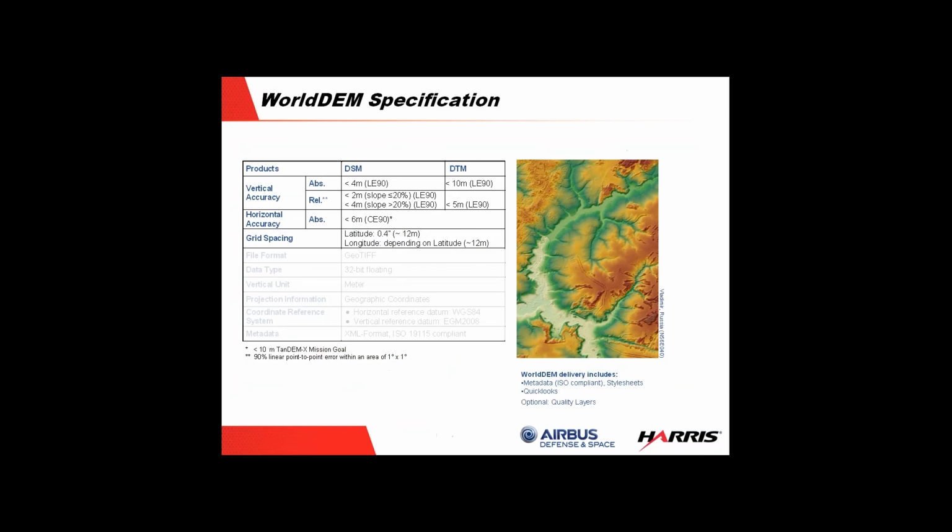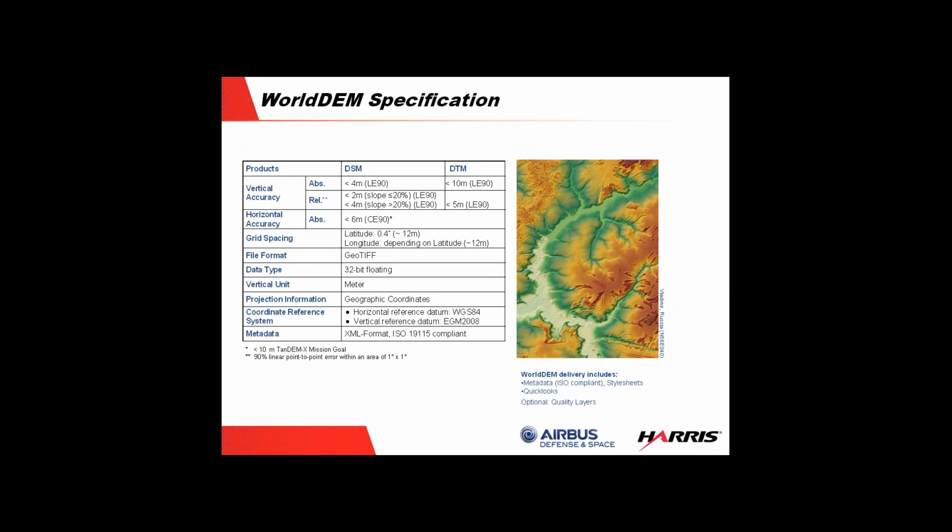But for that, the knowledge of how to do that and also the software is needed, of course. Some words on the specification. First, the accuracy numbers. The absolute vertical accuracy for the DSM is better than 4 meters, LE90, and a relative accuracy in areas of less than 20% slope is better than 2 meters even. For the DTM, we have absolutely 10 meters and relatively 5 meters. Horizontal accuracy for all the products is 6 meters.